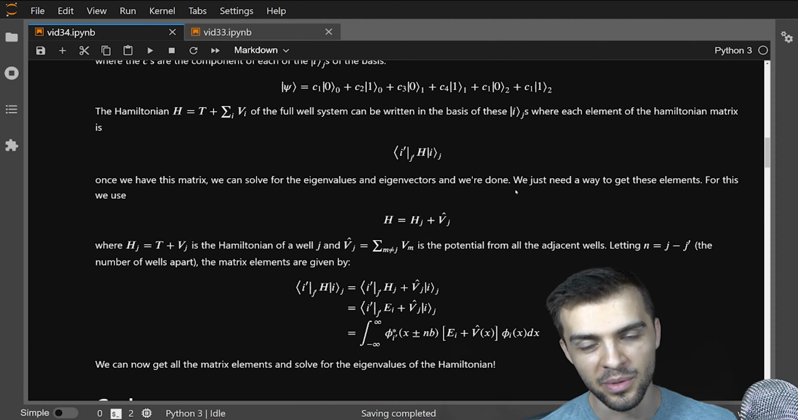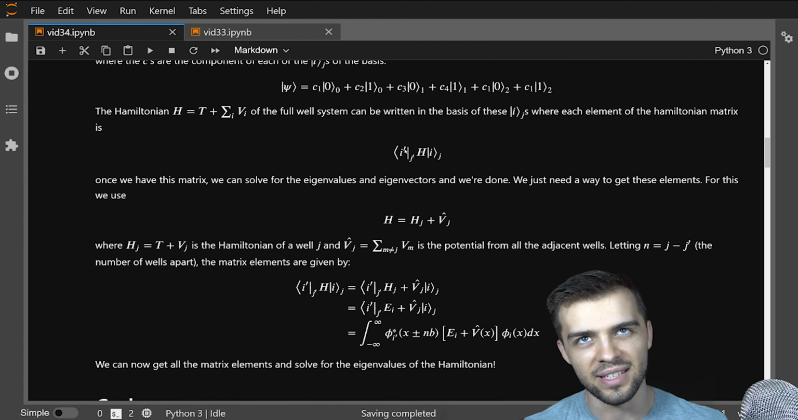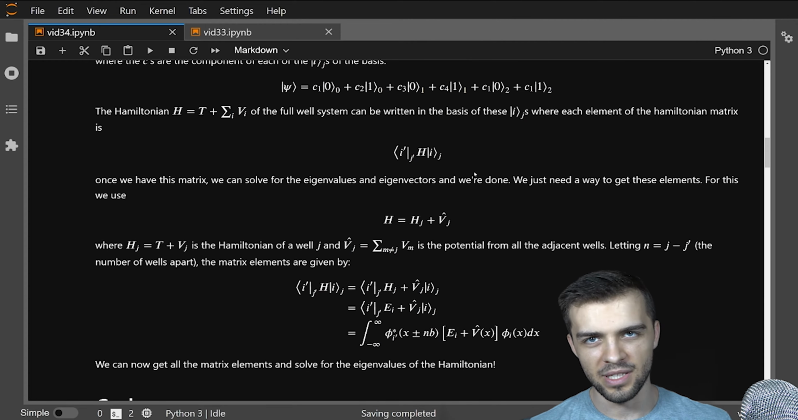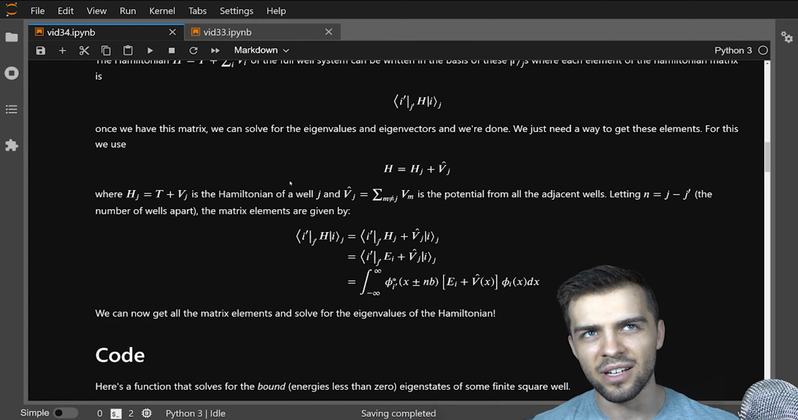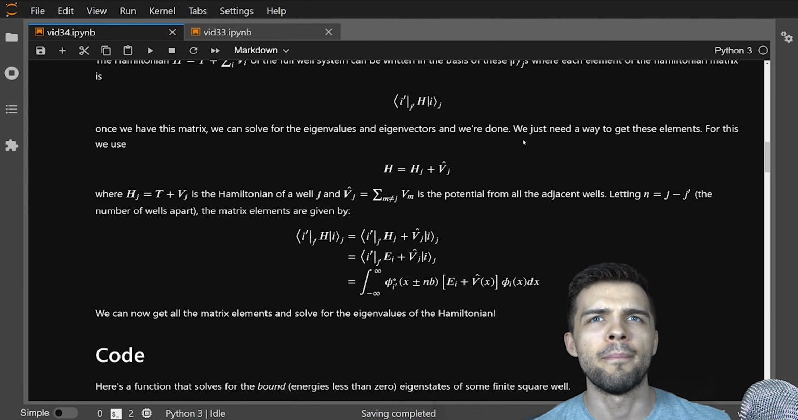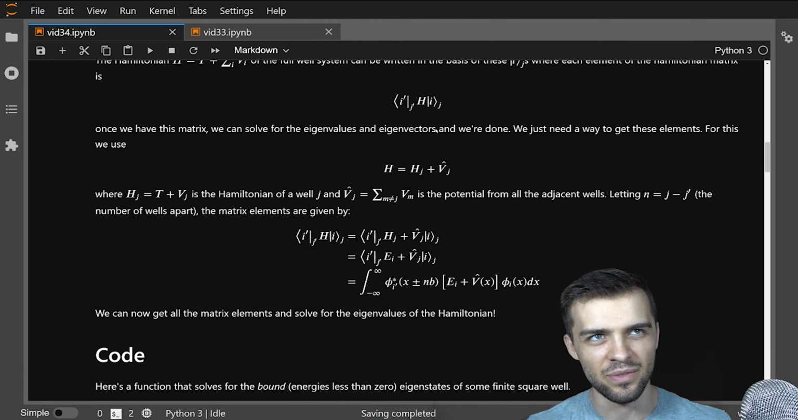And that's sort of what we're going to do in this video. But we need a way to get to these elements. I've said that these are the elements, but the question is, how do we actually extract these given this information? This is the sort of trick to this method. And what you do, and this is a super clever trick I saw in, I think it was McIntyre, Quantum Mechanics, is you can express your Hamiltonian in a really clever way in order to get these values.